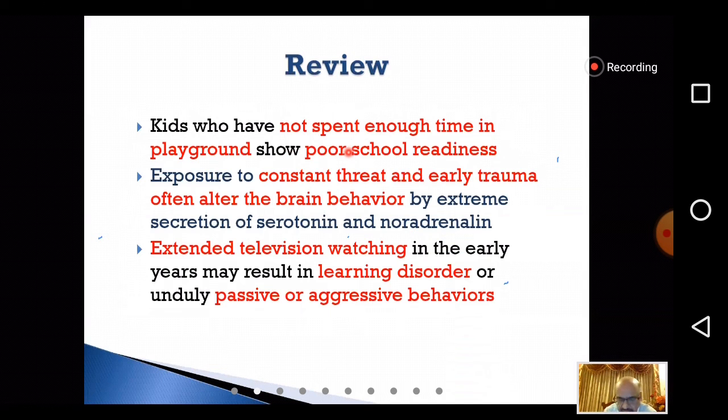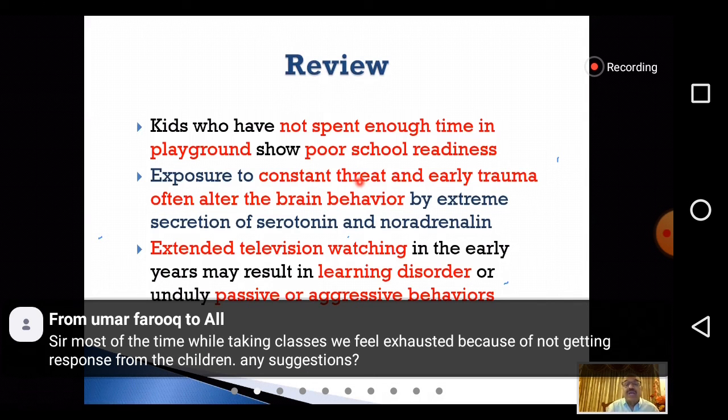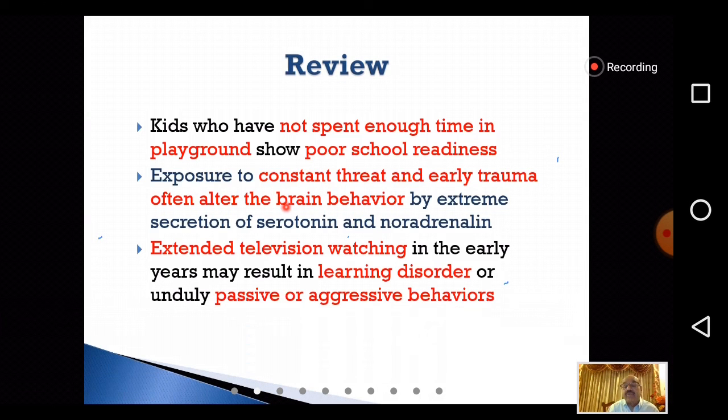Whatever I have talked about so far: kids who have not spent enough time in the playground show poor school readiness, and exposure to constant threat and trauma. Trauma is like injury, not real trauma. It could be verbal trauma or anything. It will hurt the brain, and these kids will have bad behavior, because hormones like serotonin and noradrenaline are secreted, which will produce anxiety, palpitation, increased heart rate and blood pressure, and emotionally disturbed kids, and that will not help them to learn. So learning indirectly is hampered. Okay.